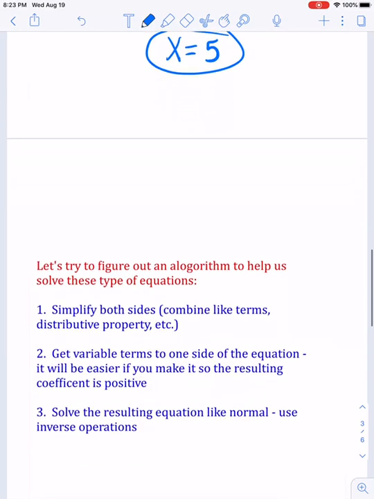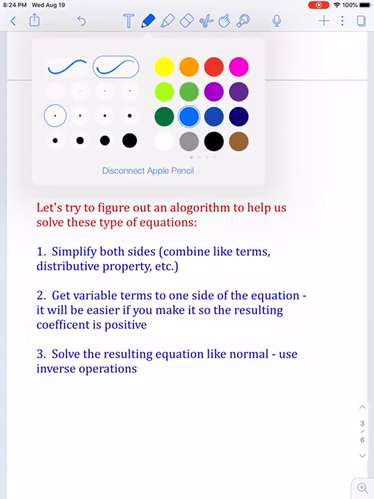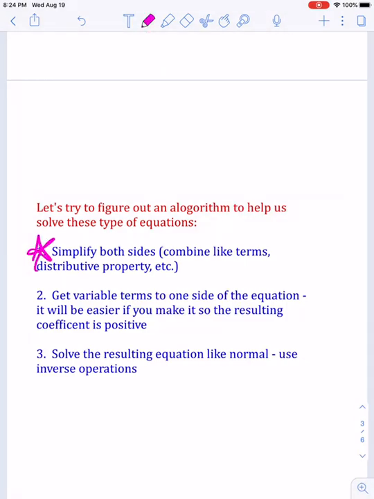So on this slide, I just have the steps that you use when you're solving equations with variables on both sides. Number 1, like we were just talking about, you first have to simplify both sides. You have to combine like terms or use the distributive property, right? That's what you have to do first. Once you've done that, you get your variable terms to one side of the equation. So move all the x's to the left or to the right. It doesn't matter, but again, it's helpful if that coefficient is positive. Then after that, just solve the resulting equation just like normal, using those inverse operations.